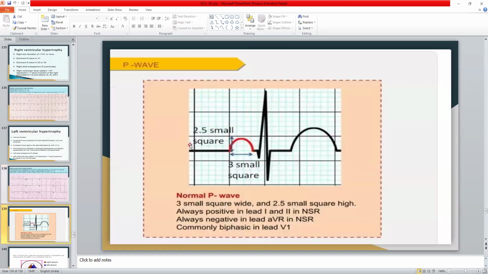Coming to the P wave. This is the normal P wave with a width of less than 3 small squares and an amplitude of less than 2.5 small squares. It is always positive, as I have informed you yesterday about the P waves. It is always positive in lead V1, lead 1, lead 2, and it is always negative in AVR, and it is commonly biphasic in lead V1.